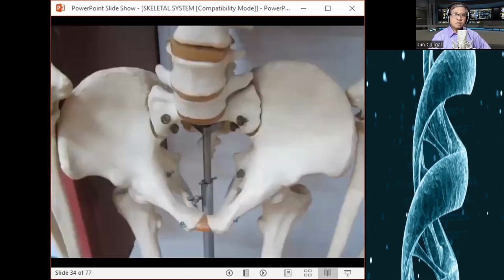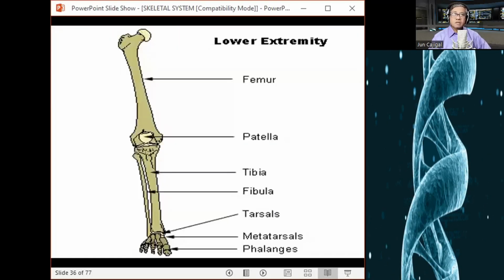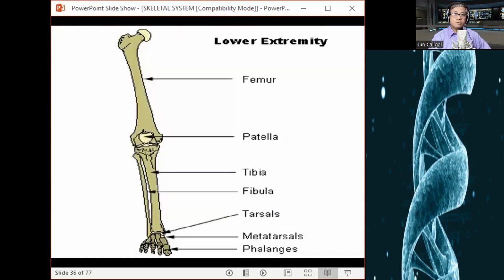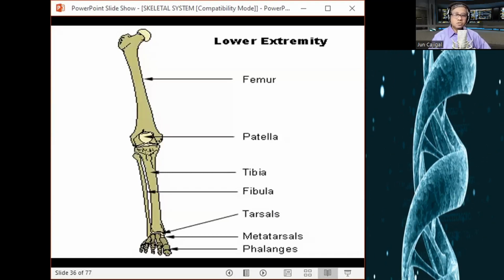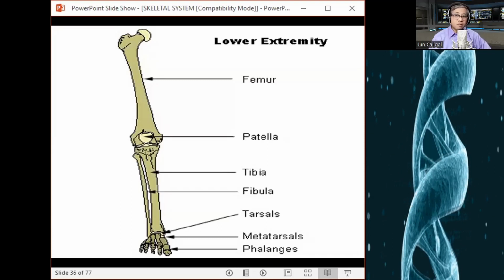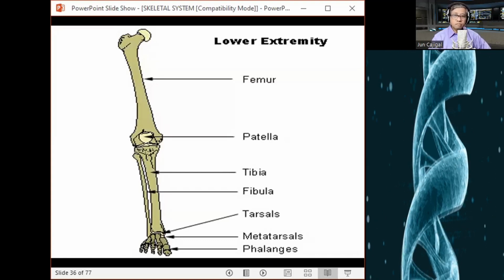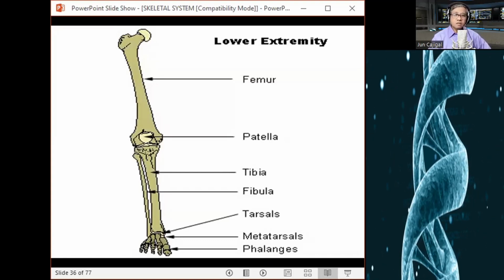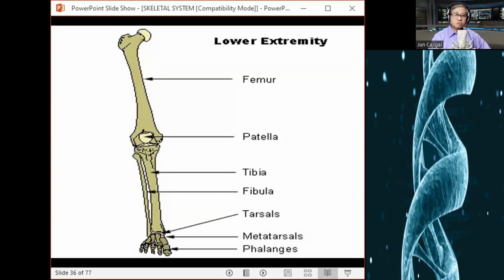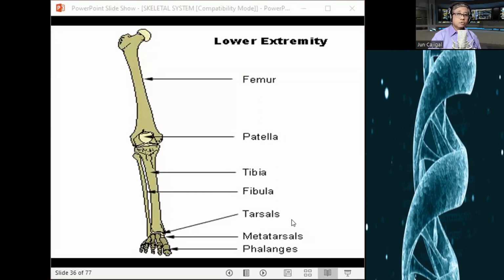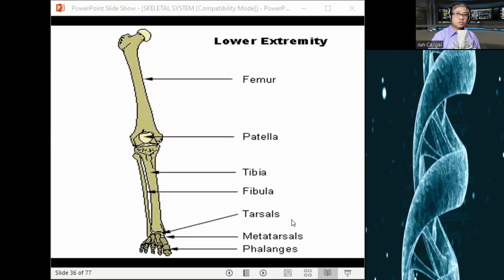Alright, then we have the lower extremities or the bones of the legs. Under this, we have the femur or the thigh bone. Then we have the patella or kneecap. Then we have the bones of the lower leg, the tibia, that's the larger bone, and the fibula or the slender, smaller bone. Then we have the tarsals or the ankle bones, the metatarsals that form the foot, and the phalanges or the toes. Right, so those are the bones that make up the pelvic region and the lower extremities.